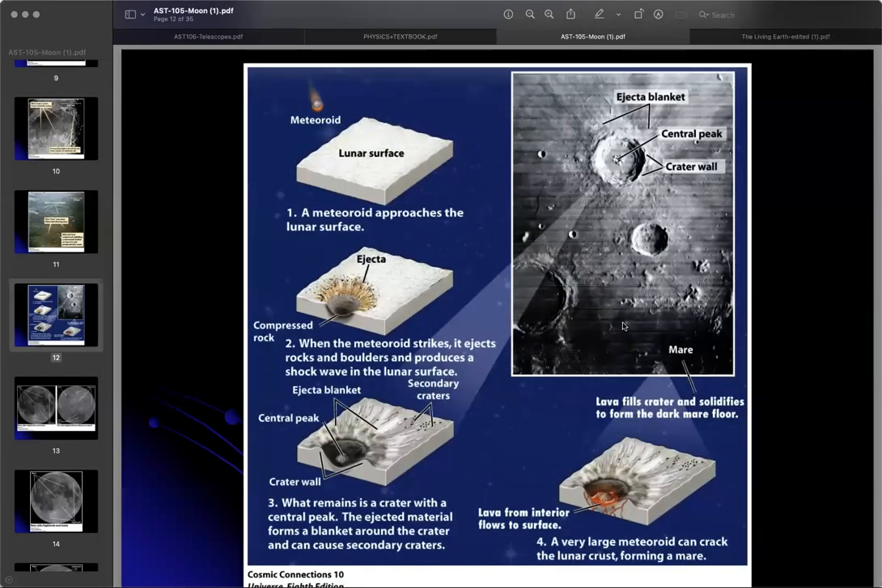These are the steps of formation of a crater. Usually craters have a central peak, which is like bouncing back after the crater impact. Sometimes if the asteroid is too big, it cracked the surface and caused the lava to flow out and fill the crater, which is what created the mare, the dark colored maria.